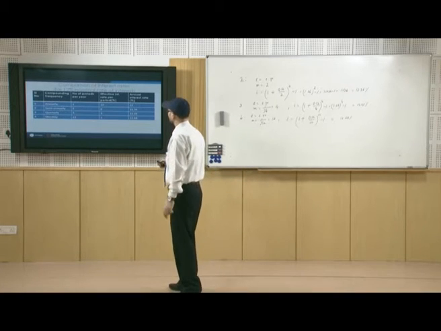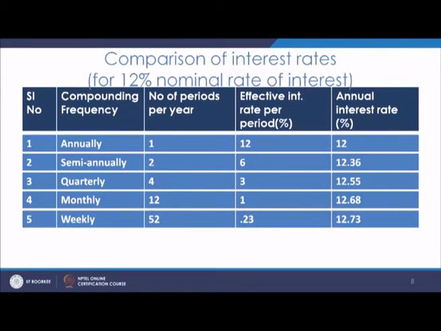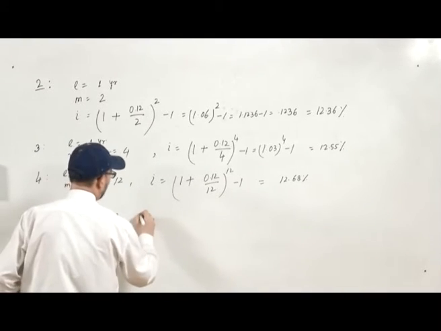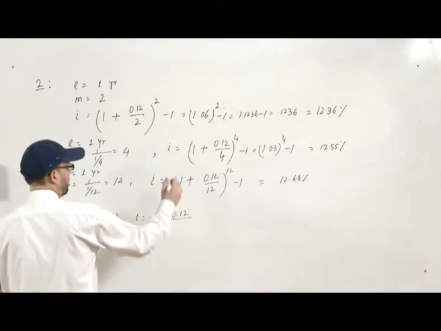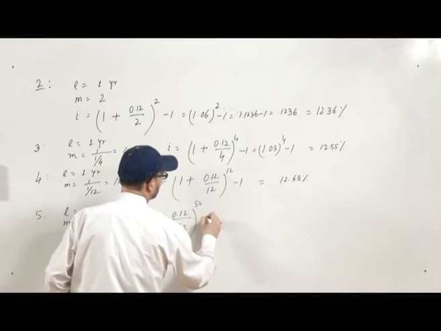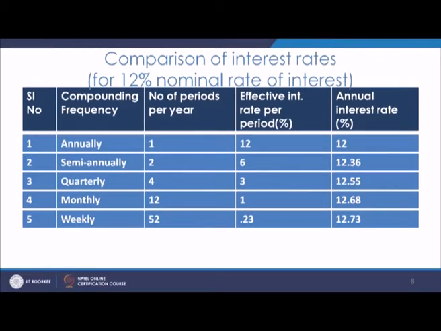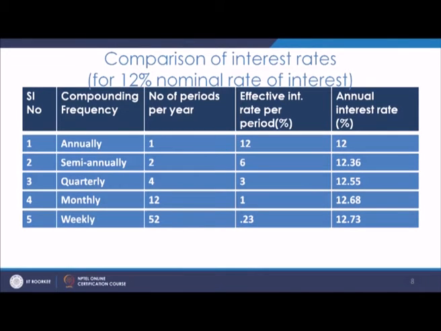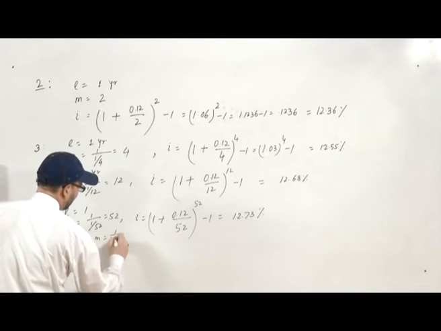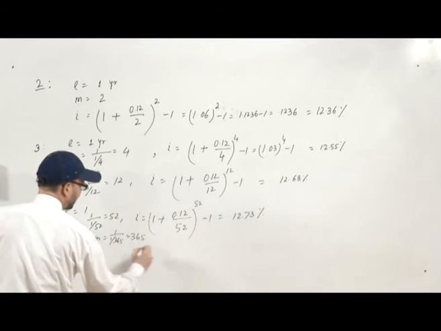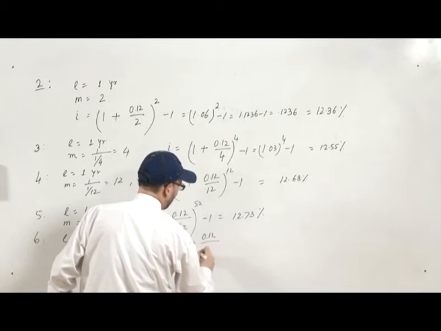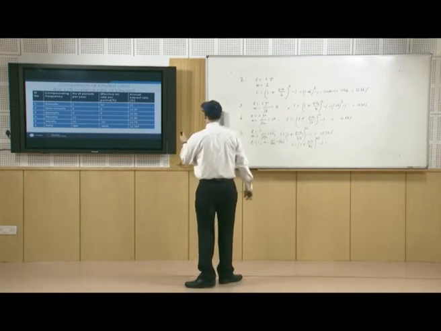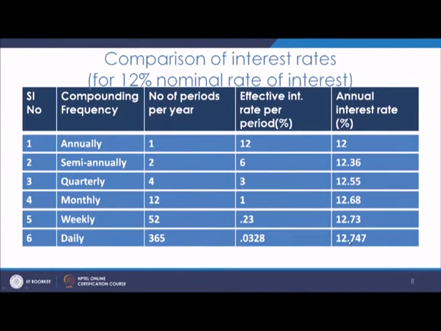In this way, if you calculate on a weekly basis, L being 1, M becomes 1 by 52, that is 52. So, I will be 1 plus 0.12 by 52 raised to the power 52 minus 1, and this comes out to be 12.73%. Similarly, if you go for daily, your L is 1, M is 1 by 365 years. So, it is 365, and I becomes 1 plus 0.12 by 365 raised to the power 365 minus 1, and this comes out to be 12.747%, sorry.